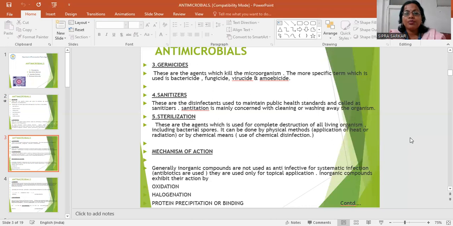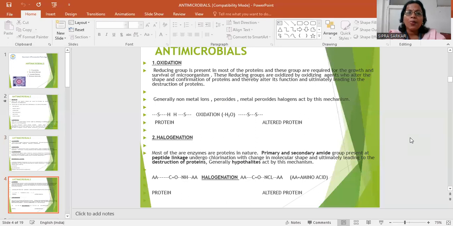Now, the most important thing is the mechanism of how they kill. We should know the mechanism at the cellular level. Generally, inorganic compounds are not used as anti-infectives for systemic infection like antibiotics, which are taken orally or as a serum. But this type of drug, germicides, sanitizers, and disinfectants, is used topically. Their mechanisms are oxidation, halogenation, and protein precipitation, by binding to the cells of different bacteria and viruses.